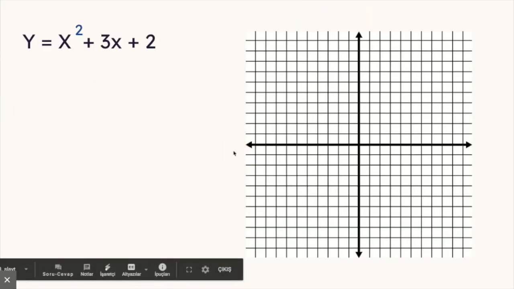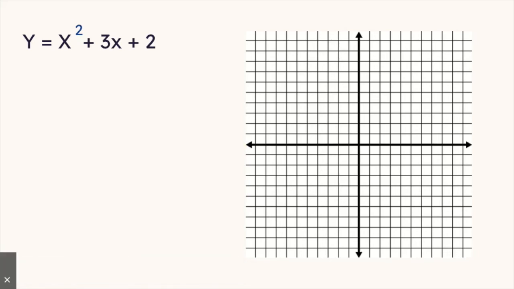x squared plus 3x plus 2. The first way we can do this is we can do a table. But the problem with these numbers, also when you start to get more complex parabolas, the problem is you are not going to know where to start. Should I start with 0? Should I start with this number? In order to do that, let's just find the axis of symmetry first.